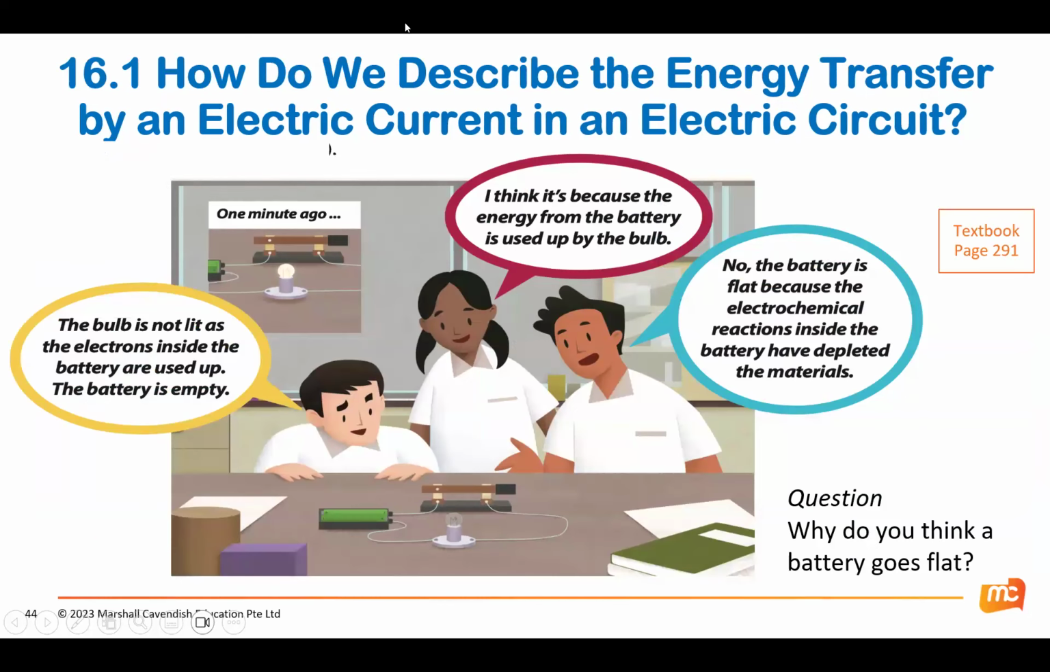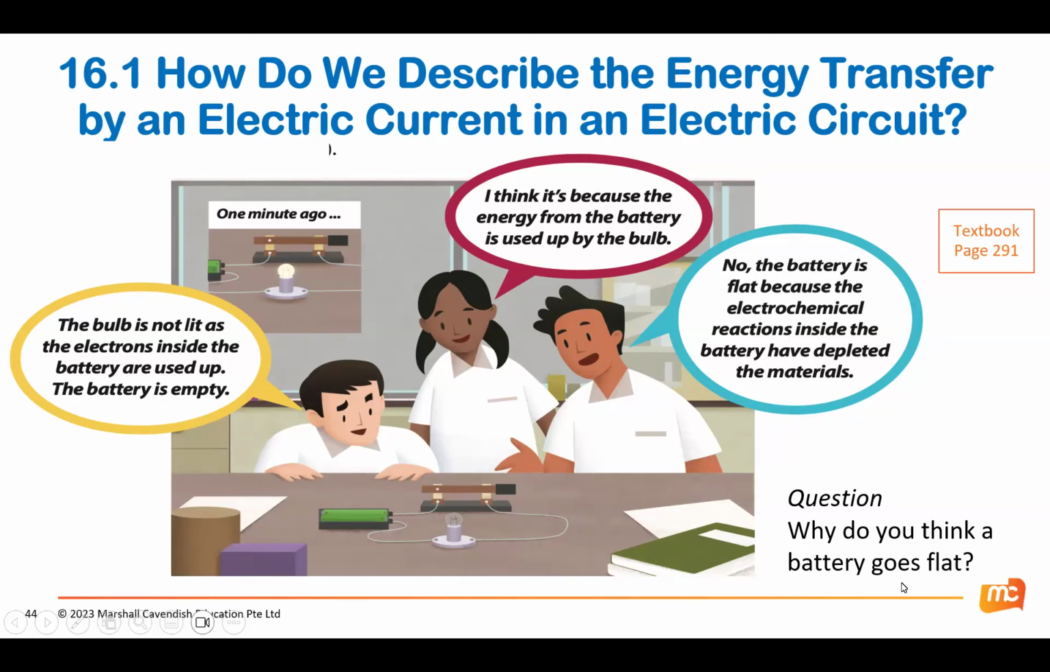Okay, next, let's go into certain misconceptions. You may read the concept cartoon. 1 minute ago, the light bulb is still lit up, as seen in this diagram. Then after a few seconds, 1 minute later, you will see that the light bulb goes off. So this boy was saying the bulb is not lit as the electrons inside the batteries are being used up. The battery becomes empty. Next one, the girl said, I think it's because the energy from the battery is being used up by the bulb. And the other guy was saying, no, the battery is flat because the electrochemical reactions inside the battery have depleted the material.